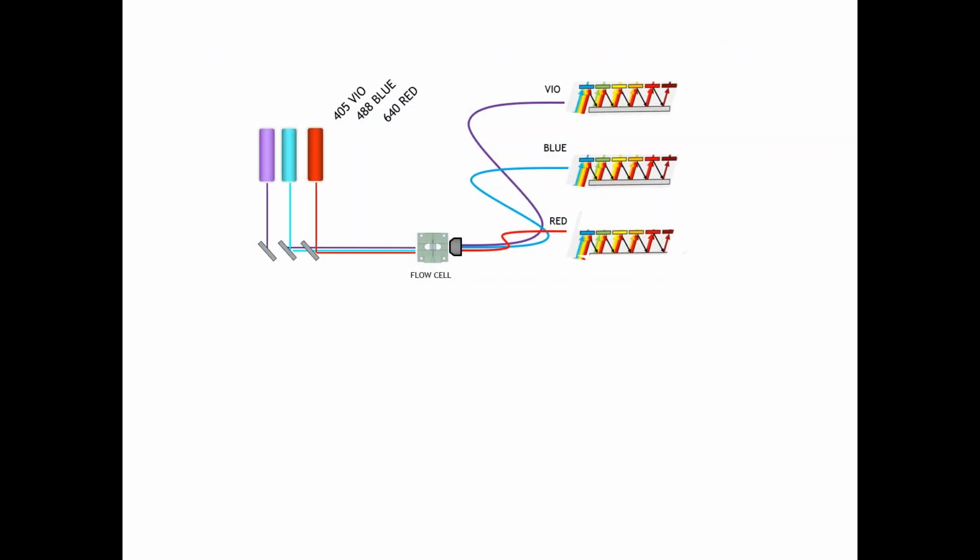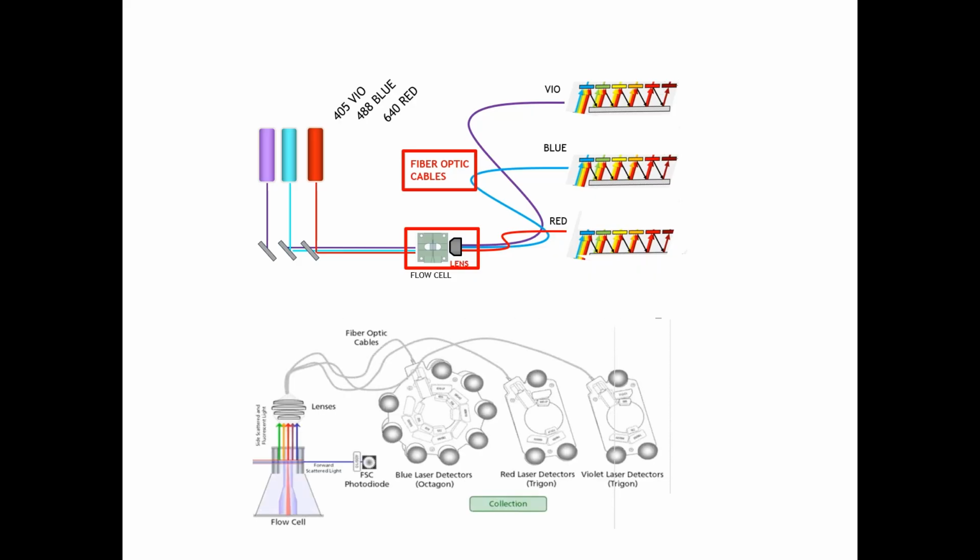In most of the multi-laser cytometers, the light emitted by the fluorochromes as they pass through each laser is collected through the lens at 90 degrees, and at the level of each laser emission is carried by fiber optic cables to the appropriate detector groups. In this case, they are boulevards. Here we have a BD system with the lens and the fiber optic cables carrying the emissions to the octagon or trigon dedicated to the fluorescence emission excited by that laser.